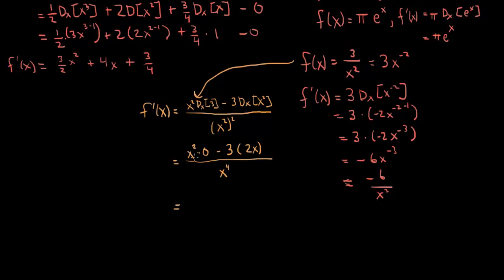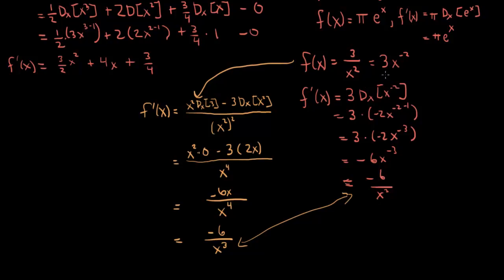No, we're good. Okay, so x squared times 0, that's 0. We're left with negative 3 times 2x, that's negative 6x over x to the 4th. Now we need to do whatever simplification we can do. We notice there's 1x on the top, there's 4 x's multiplied together on the bottom. If you remember your rules of exponents, that means we can simplify this to negative 6 over x cubed. Notice, same exact answers.